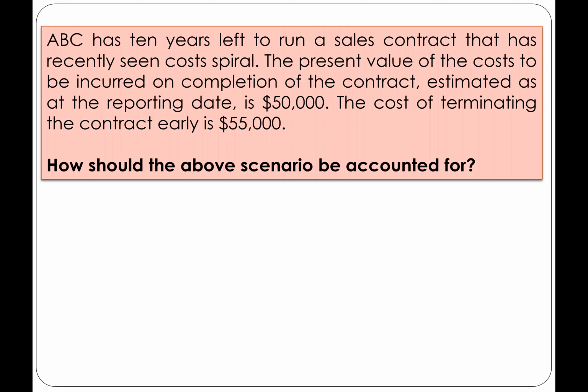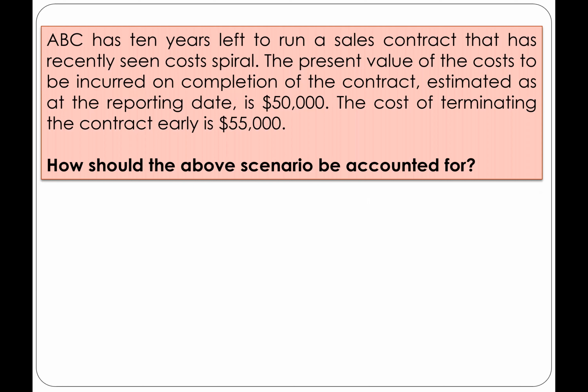So it means we are going to look at the two amounts and consider which one is the lower of the two. So obviously the lower of the two is 50,000. Then it means we need to create a provision for this onerous contract of 50,000. So we are going to set aside 50,000 so that we can then just pay the 50,000, since we've realized it's actually cheaper than trying to terminate the contract now.